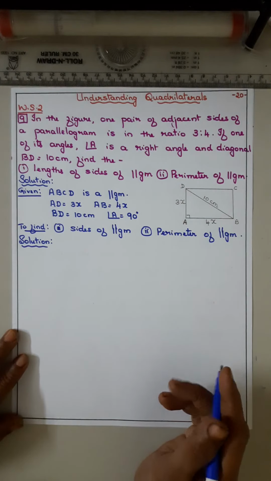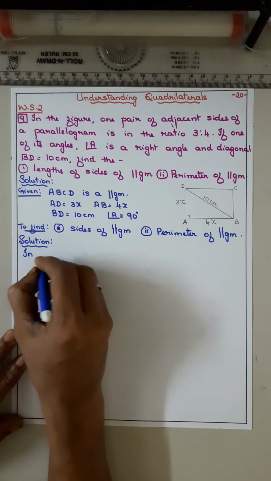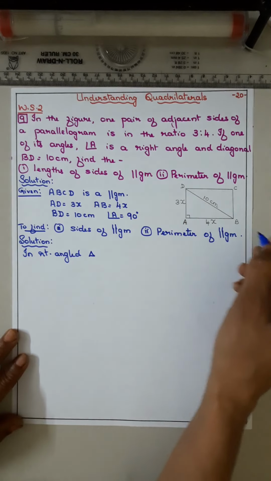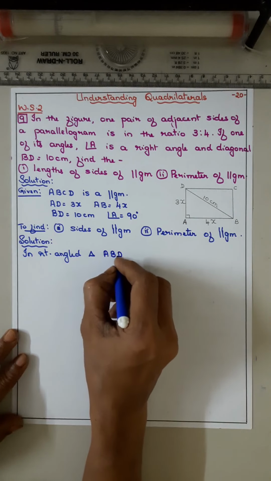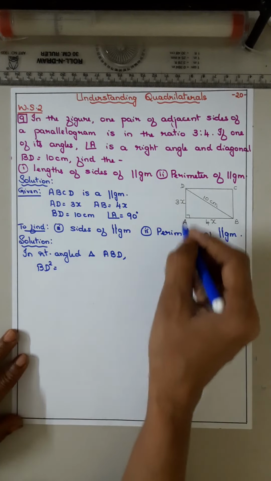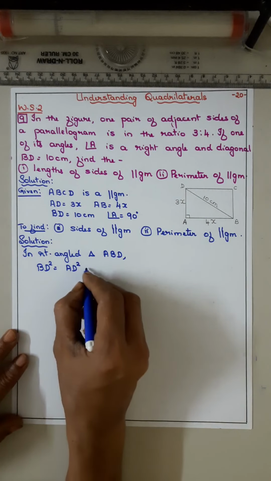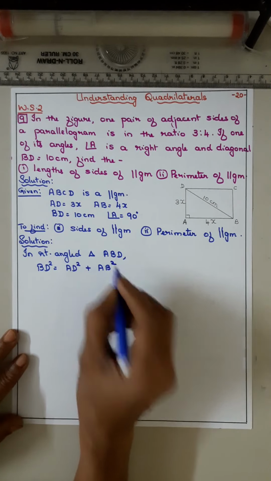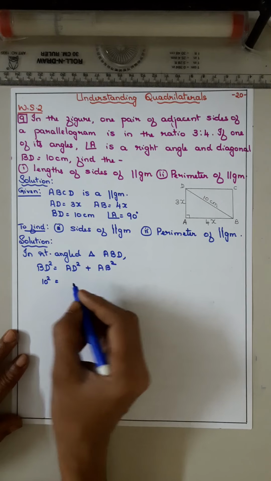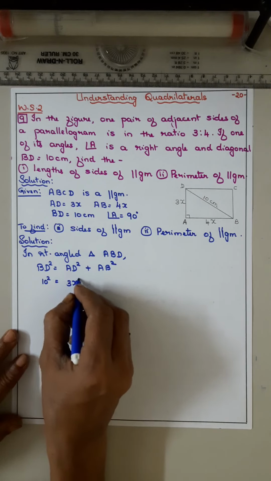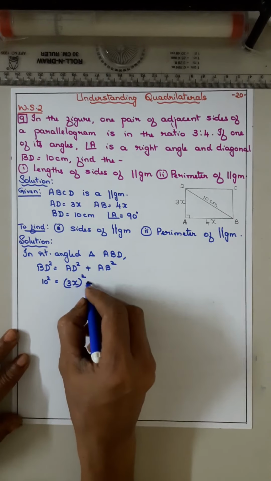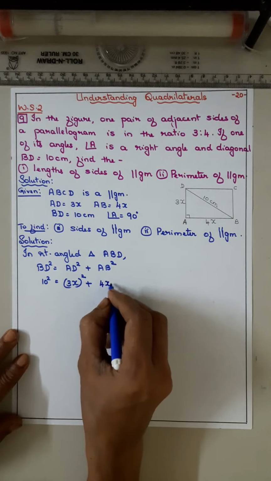Already we got a right angled triangle. So, in right angled triangle ABD, BD squared is equal to AD squared plus AB squared. So, BD squared, how much is it given? 10 squared is equal to AD, which is 3x, the whole square. Now, you have to take care, 3x the whole square, plus AB squared, which is 4x the whole square.